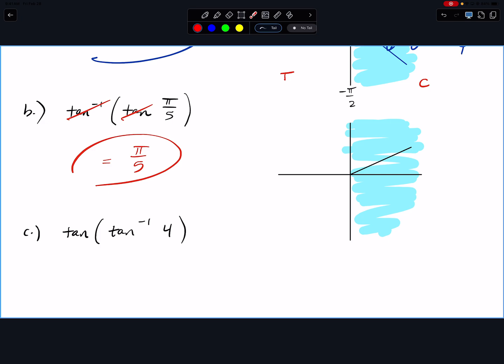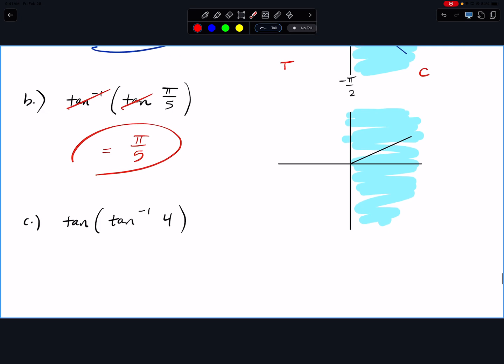When we graph tangent, guys, what was the range? Say it louder. Negative infinity to infinity, or all real numbers. Is this number a real number? Absolutely. So we like it when this is on the outside because this always exists. This is a real number. So what am I allowed to do with these expressions then? Let's cancel them. So this cancels, and we just get 4.